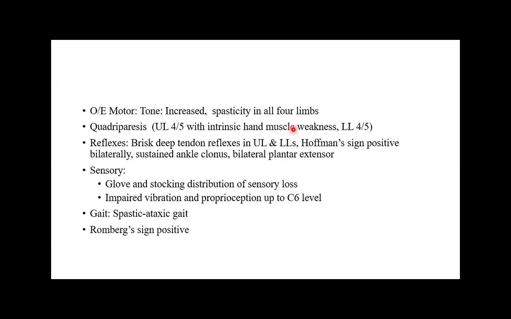On examination, his tone was increased. There was spasticity in all 4 limbs, and his upper limb power was 4 by 5 with intrinsic hand muscle weakness. Lower limb power was 4 by 5 with brisk deep tendon reflexes in upper limb and lower limb. Hoffman sign was positive, with sustained ankle clonus and bilateral extensor plantar. Sensory: there is a glove and stocking distribution of sensory loss with impaired vibration and proprioception up to C6 level. Then spastic ataxic gait and Romberg's was positive.